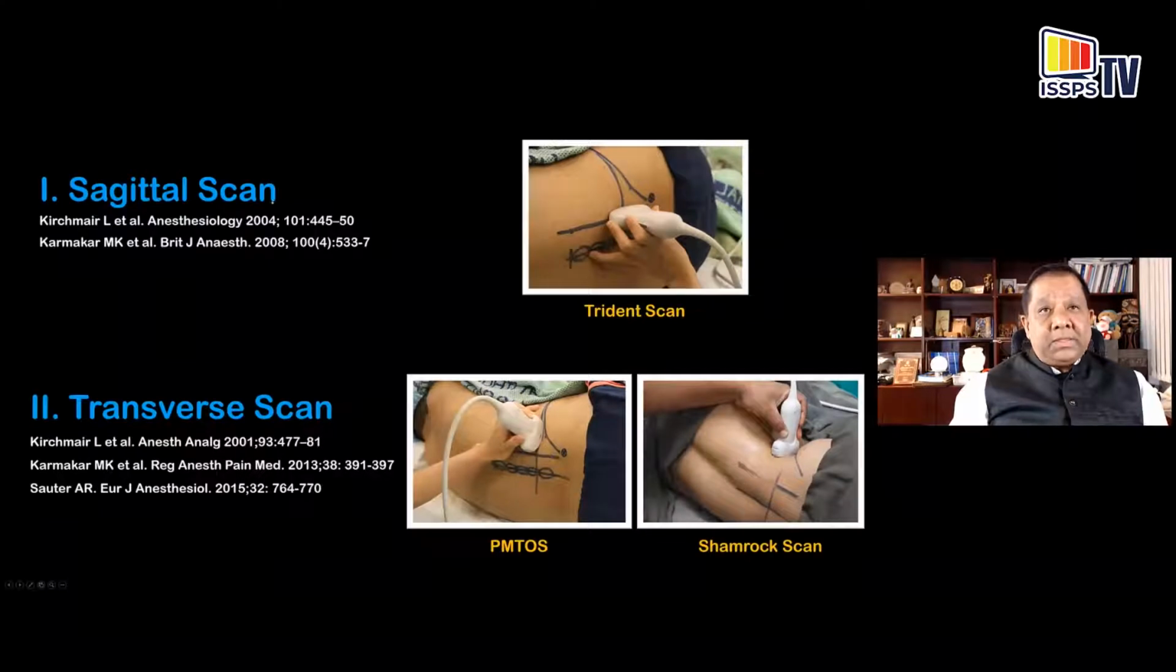Today, the lumbar paravertebral area can be imaged in the sagittal as well as in transverse planes to define the anatomy relevant for lumbar plexus block.